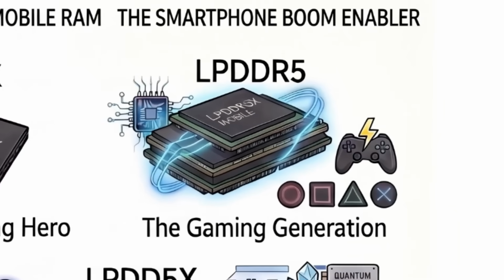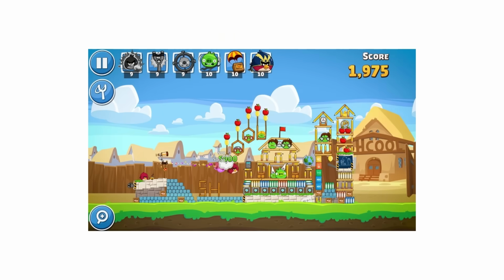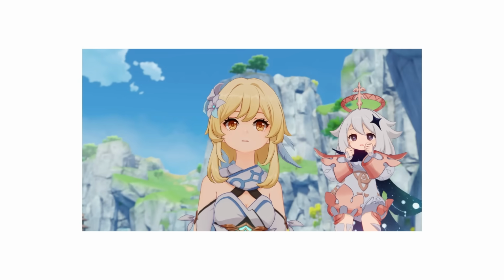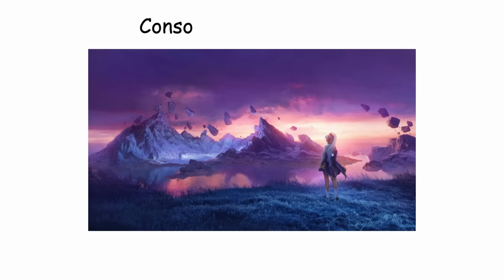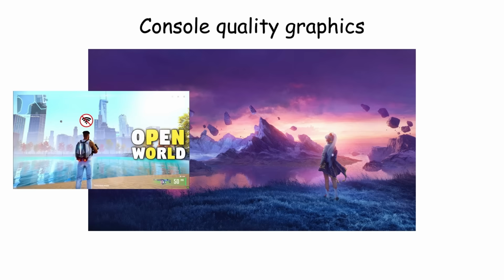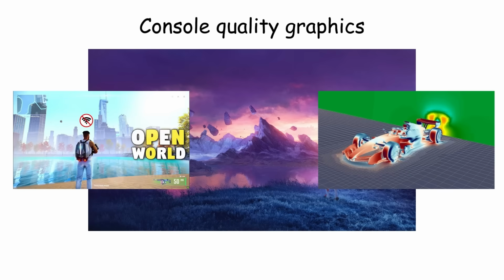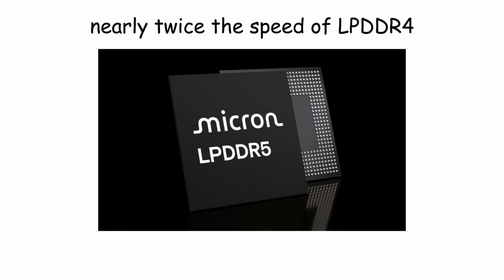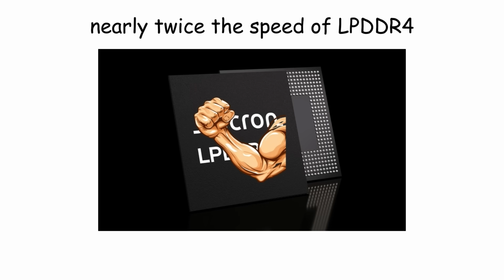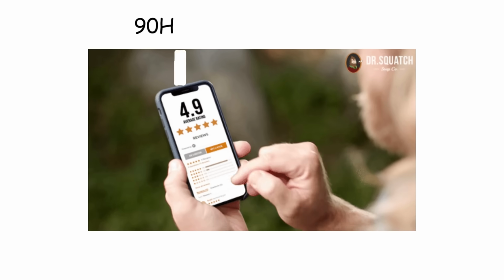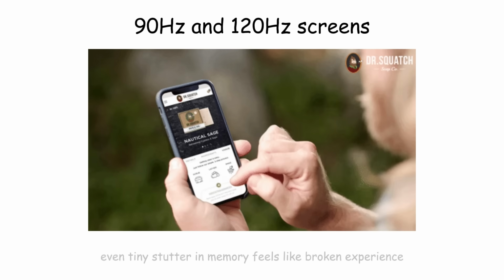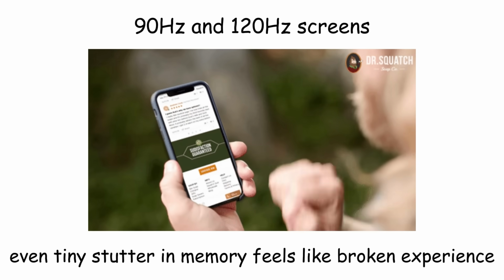Chapter 8. LPDDR5. Mobile games used to mean Angry Birds. Then, Genshin Impact launched, and everything changed. Suddenly, mobile games had console-quality graphics, massive open worlds, and real-time physics, and the phones running them needed to keep up. LPDDR5 was the answer, nearly twice the speed of LPDDR4, while also being more power efficient. It was built for phones with 90 Hz and 120 Hz screens, where the display refreshes so fast that even a tiny stutter in memory feels like a broken experience.